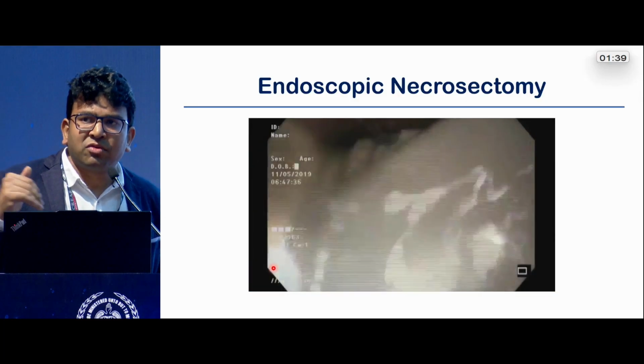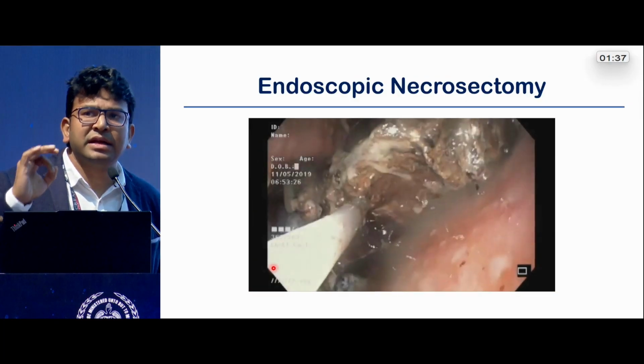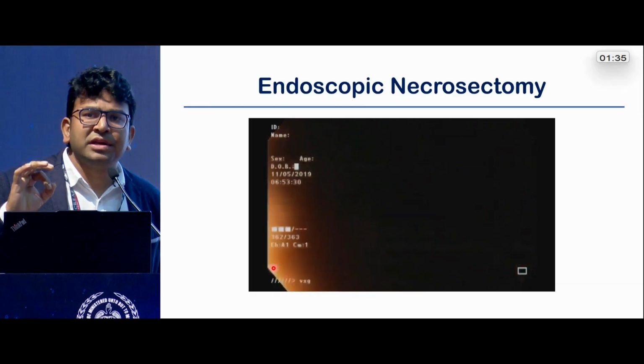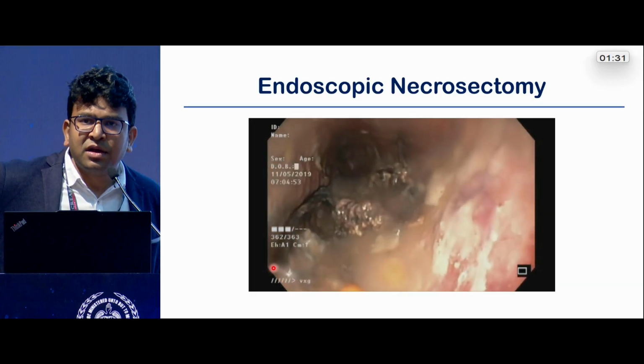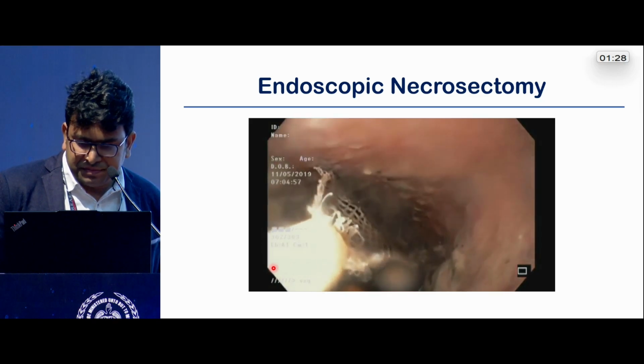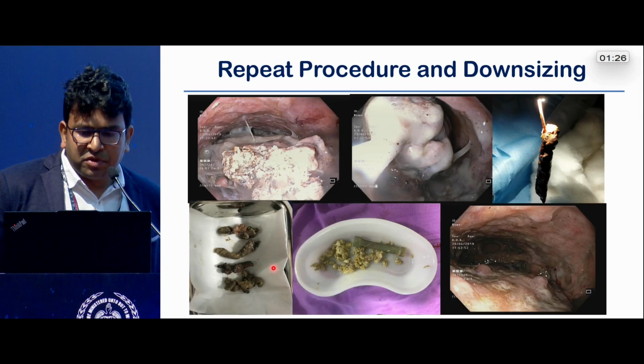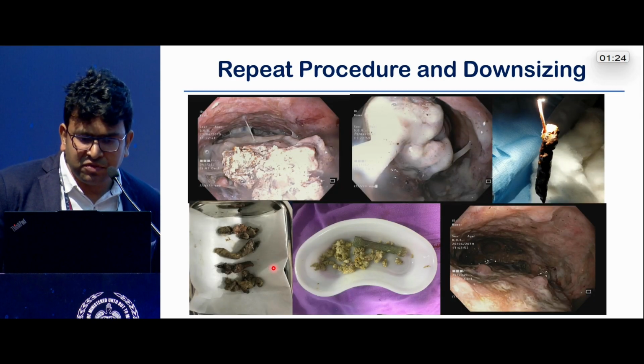But usually we take out the stent after 24 to 48 hours, and the stent is only used to dilate the tract and do the initial necrosectomy. Subsequently, you can put a 36 French or 34 French catheter to keep the tract patent. So these are the repeat procedures, and this is the necrosectomy we can get from that.